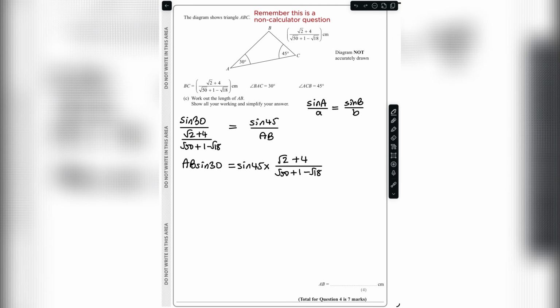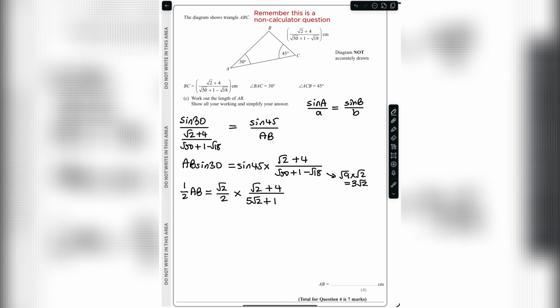And given that sine 30 is a half, I'm going to write the left hand side as a half AB, and I'm going to set that equal to sine 45, which we've already obtained from the previous part of this question, as root 2 over 2 multiplied by root 2 plus 4, and root 50 we can write as 5 root 2 from part A of this question, plus 1 minus root 18. Root 18 can be written as root 9 times root 2, so we can write that as 3 root 2. So I can write this as minus 3 root 2. So a half AB equals root 2 over 2 multiplied by root 2 plus 4 all over 2 root 2 plus 1.